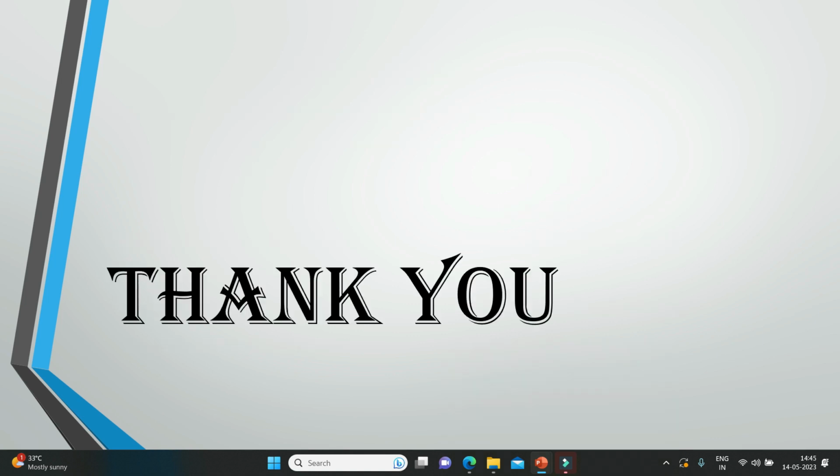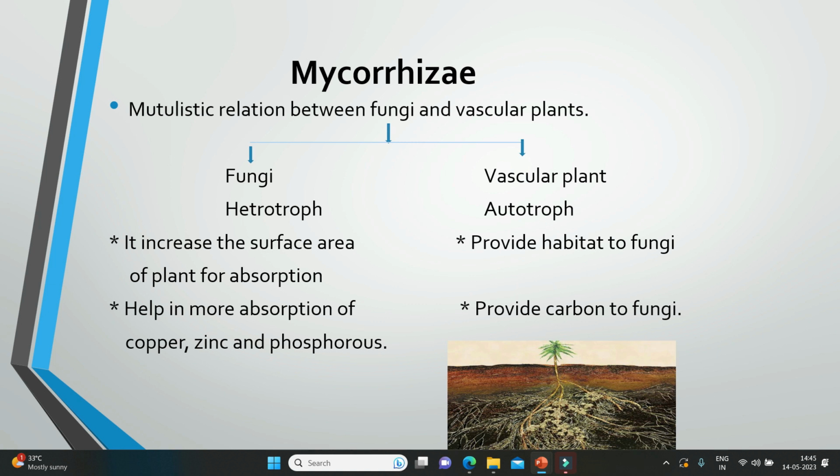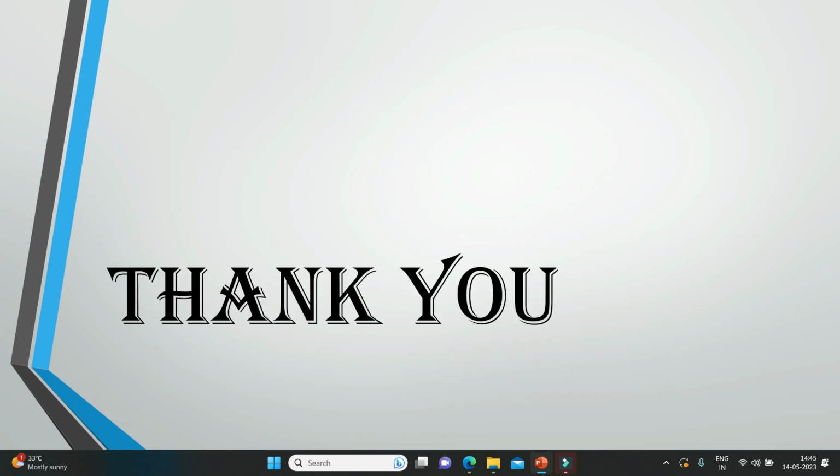In mycorrhiza, we can see a few examples: ectomycorrhiza and endomycorrhiza. In ectomycorrhiza, the fungal hyphae do not penetrate into the outer cells of the vascular plant roots, whereas in endomycorrhiza, the fungal hyphae penetrate into the outer cells of the vascular plant roots. That's it. Thank you, sir.